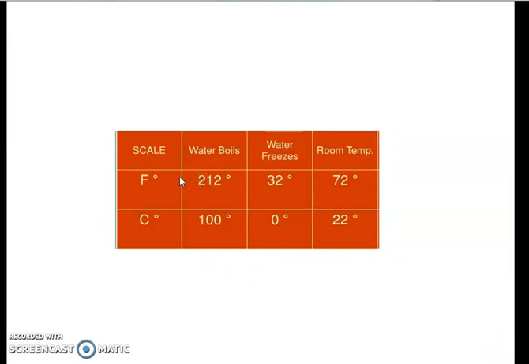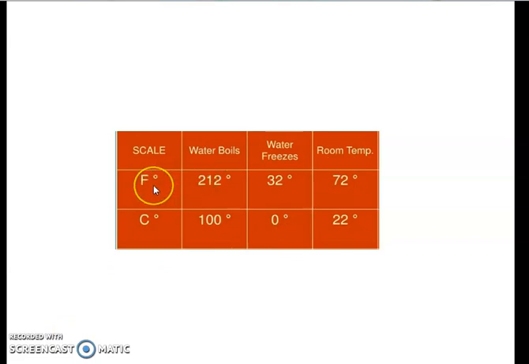Here you can see a comparison between these two scales. The first one is what we took in our last lesson. It is about the Fahrenheit scale. In the Fahrenheit scale, water boils at 212 degrees Fahrenheit, while in the centigrade scale, Celsius scale, water boils at 100 degrees centigrade. In the Fahrenheit scale, water freezes at 32 degrees Fahrenheit, while in the Celsius scale, water freezes at 0 degrees Celsius.